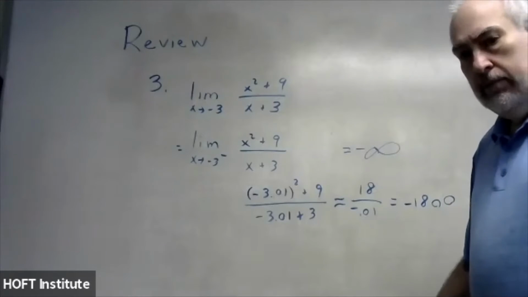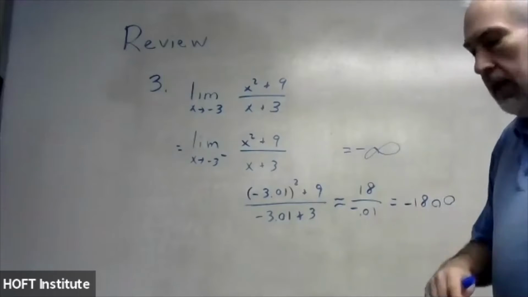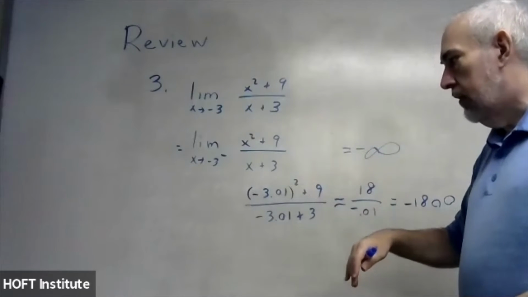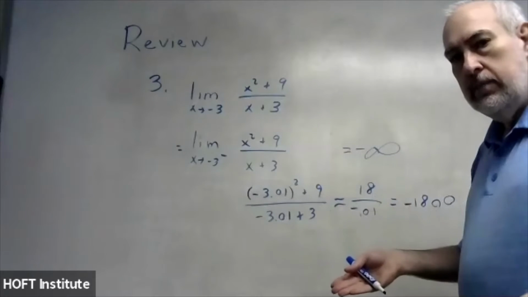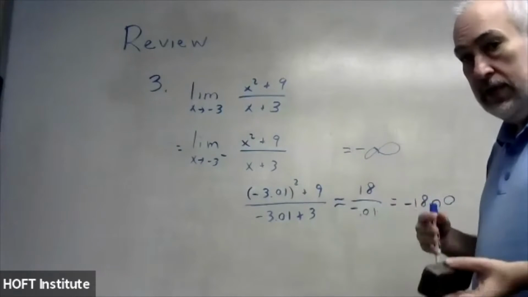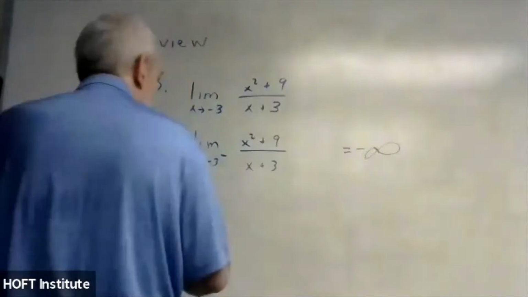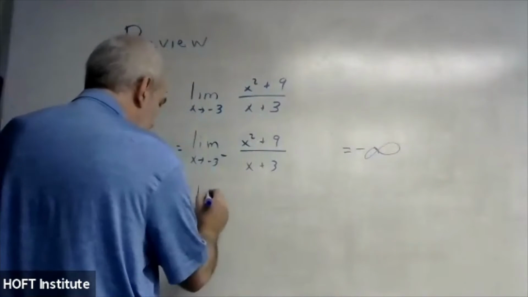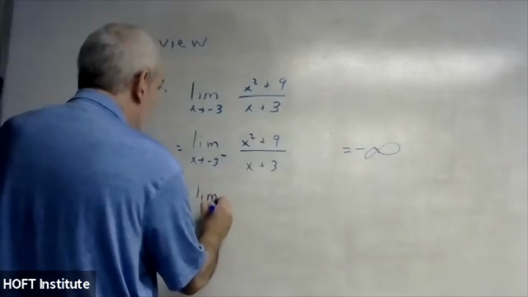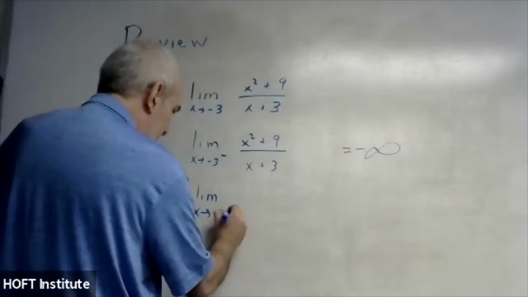Okay? But you don't have to go through this calculator work. When you have a constant over 0, just figure out which side of 0 you're coming from, figure out whether your top over your bottom ends up being positive or negative, and you can tell which infinity you're going to. Anyway, so the left is going to negative infinity, and now let's look at the right. Oops, this is not equal, this is a separate problem. Limit as x approaches -3 from the right.